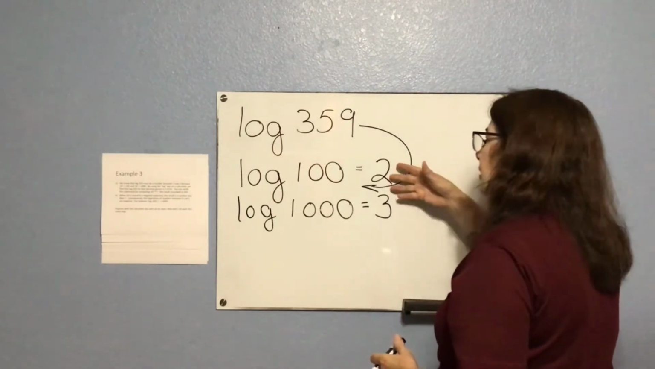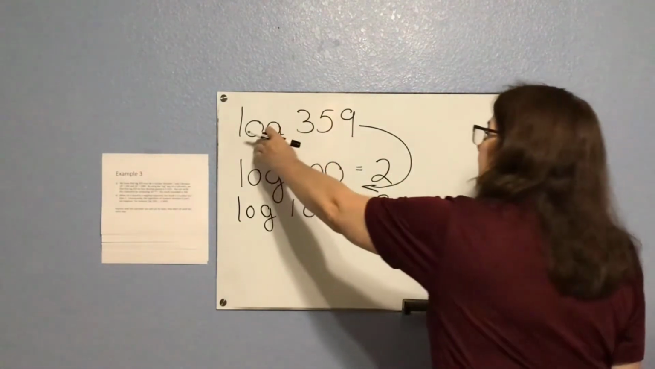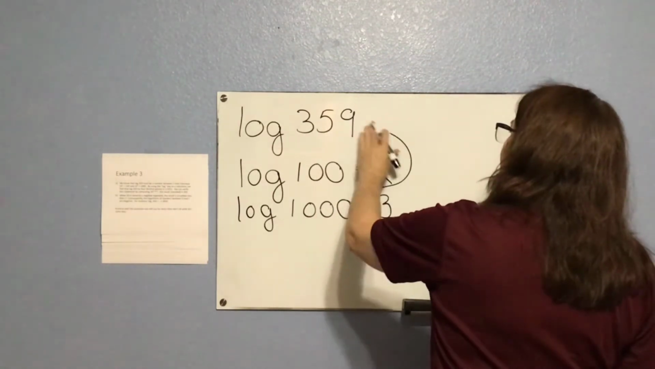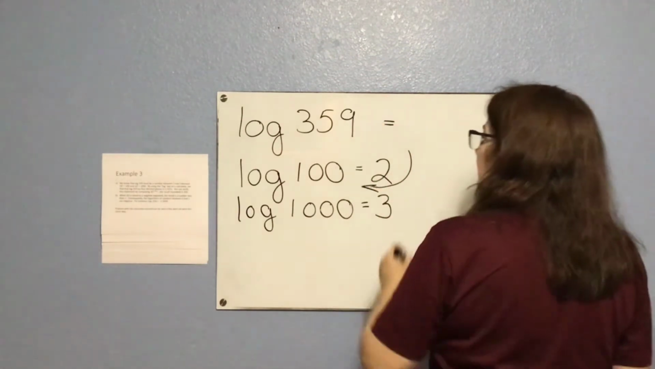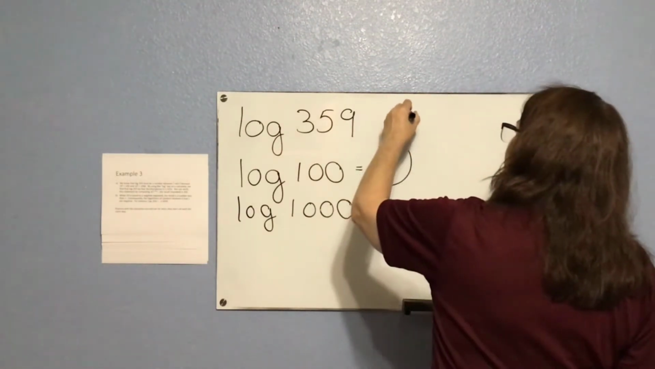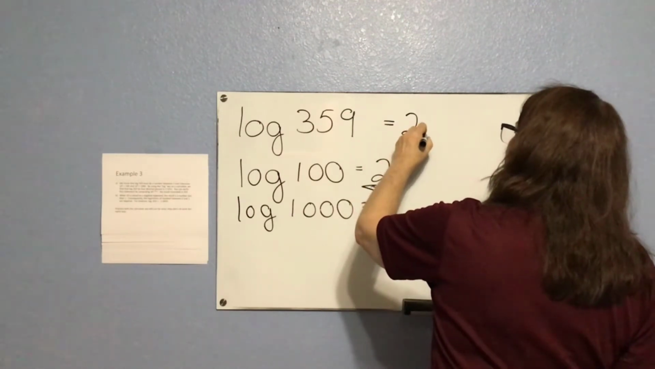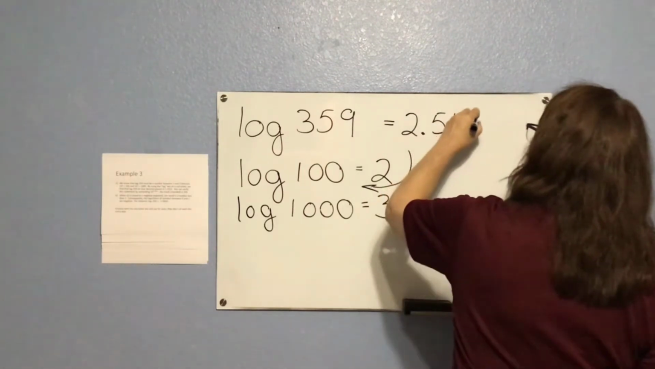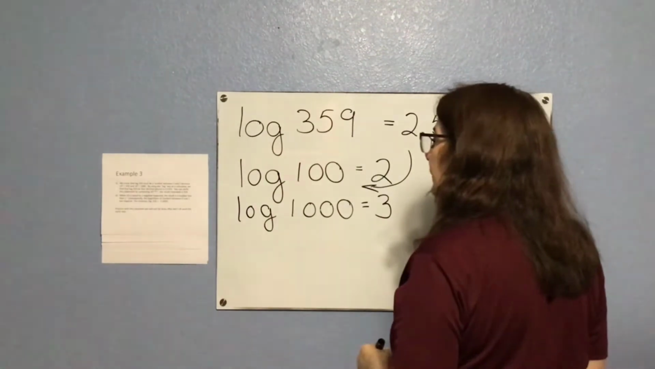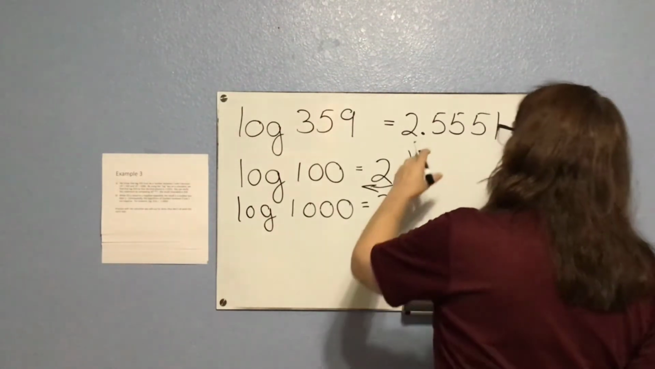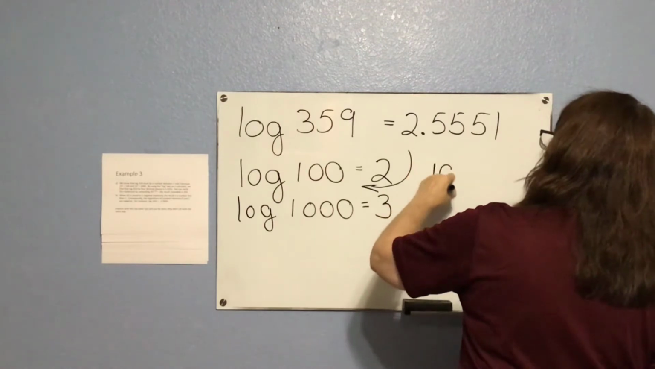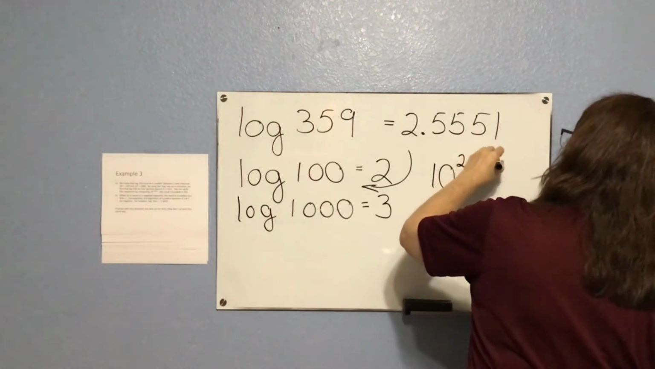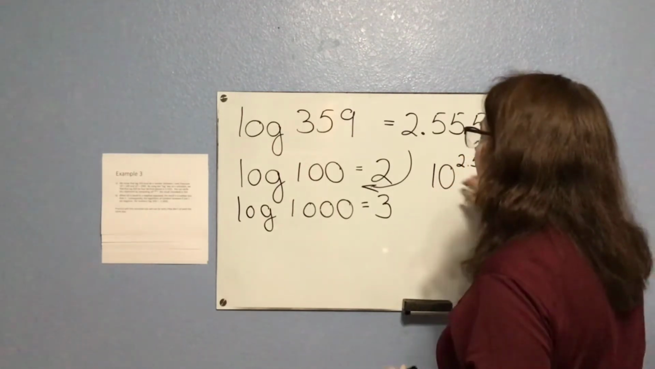Okay, if I put this statement in my calculator, I find that, accurate to 4 decimal places, the logarithm of 359 is 2.5551. If you want to verify this, you can use your calculator to find 10 raised to the 2.5551 power, and you'll see that it's very nearly 359.